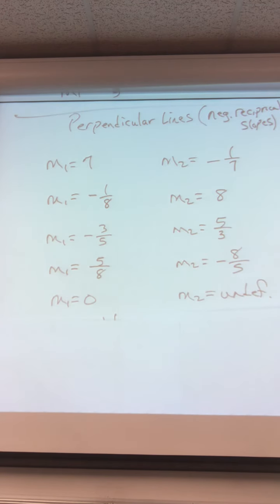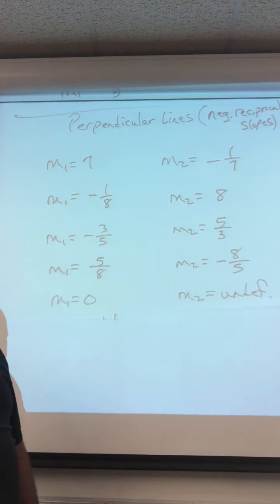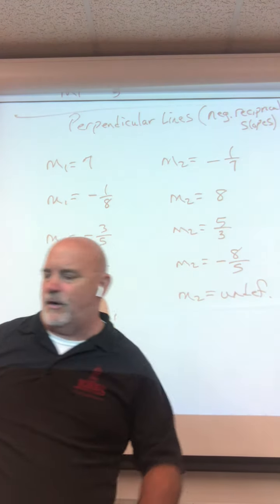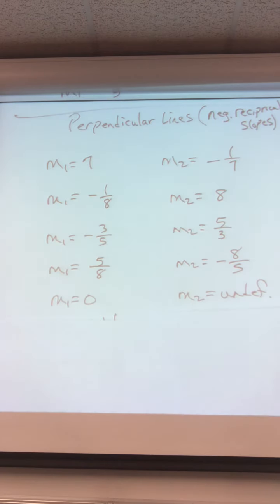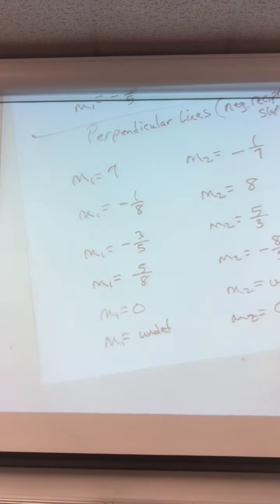So 0 and undefined are negative reciprocals of each other because one's horizontal, one's vertical. Now, if the slope of the first one was undefined, the slope of the second one would then be 0. So the negative reciprocal of 0 is undefined. The negative reciprocal of undefined is 0. Okay.